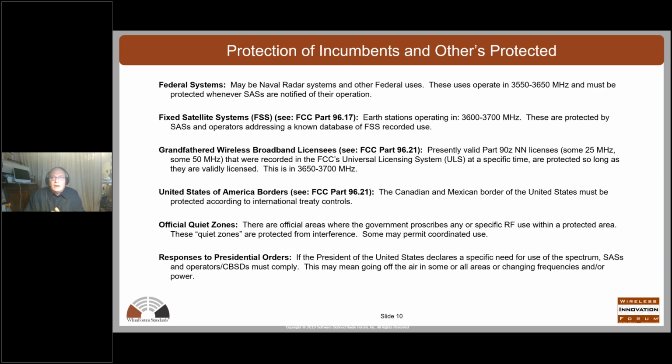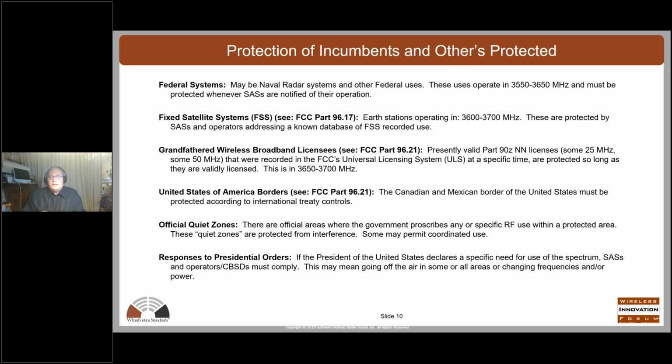Grandfathered wireless broadband licensees are substantially either 25 megahertz of frequency or 50 megahertz of frequency, and they would be recorded in the Universal Licensing System, or the ULS, and they have to have followed specific rules in order to get grandfathered wireless protection. You'll generally find them in 3,650 to 3,700, which is the top 50.